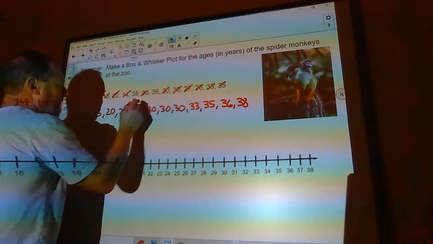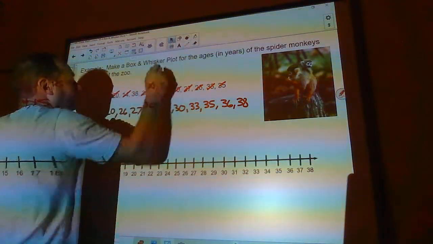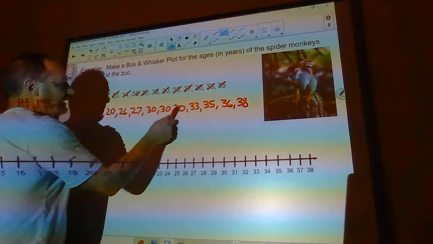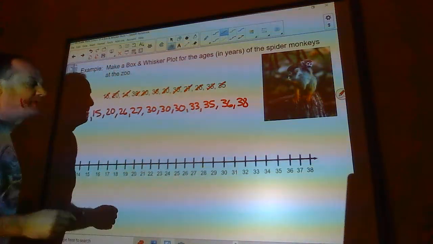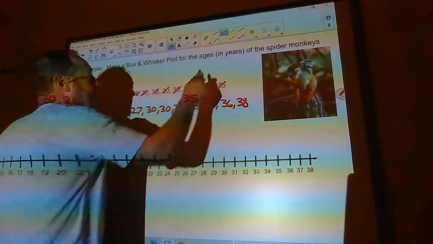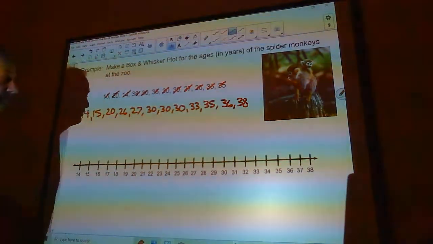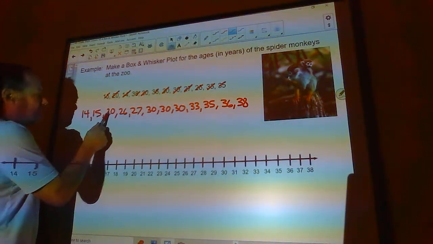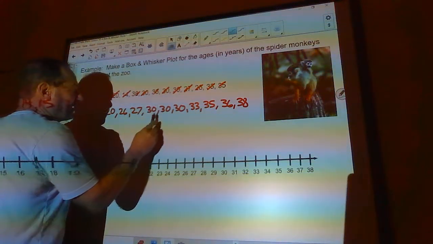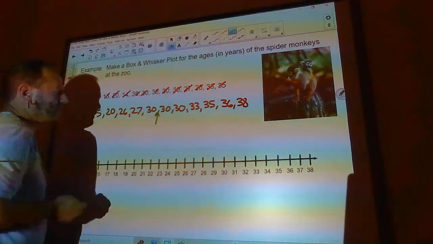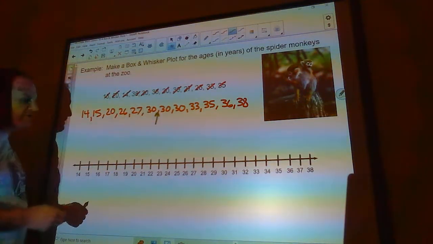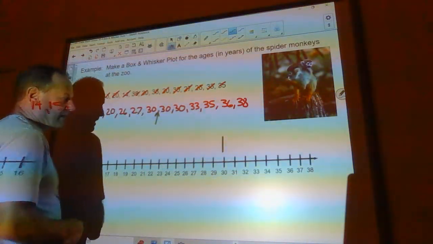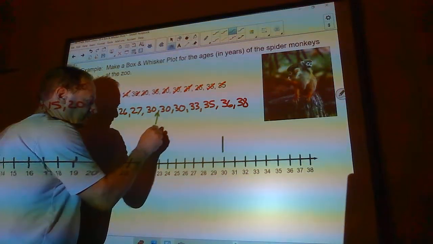Now, how many data points are there? So there's 1, 2, 3, 4, 5, 6, 7, 8, 9, 10, 11, 12 pieces of data. Okay, that means if I find Q2, it's going to be in the middle. It's going to be between the 6th and 7th ones. So 1, 2, 3, 4, 5, 6, 7. It's going to be between those two, which since they're both 30, it's just going to be 30. So I'm going to go over here, and I'm going to put a bar right there. So that's Q2. That's my median.